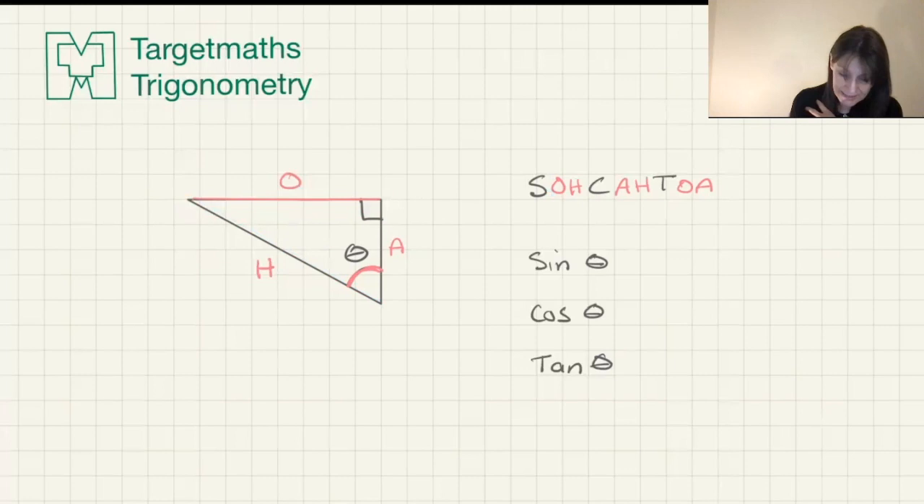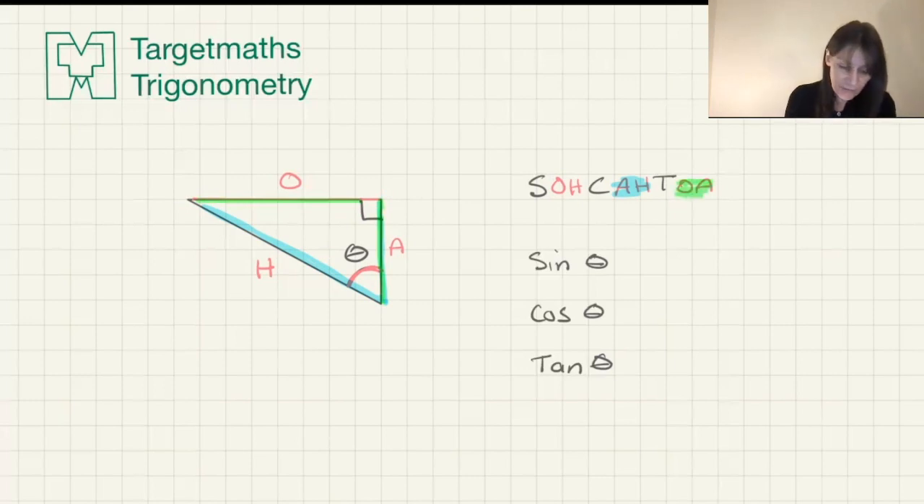If I had this edge and this edge, I've got O, A and H together. That would be telling me to use the cosine, or the cos. And the last one you can kind of see would be O and A, creating that one there.